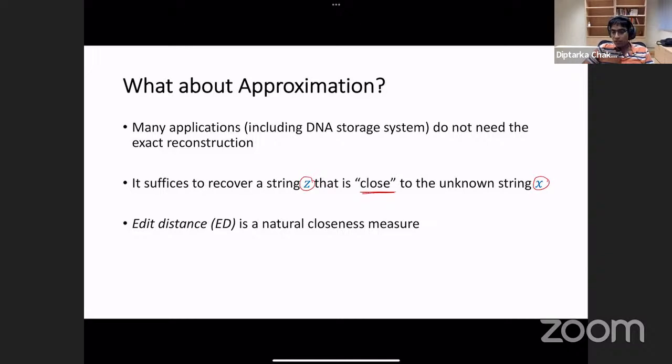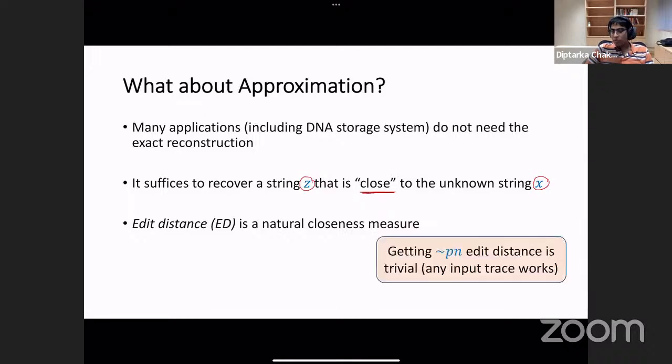Okay. So what can we argue trivially here? Well, if you just output one of the input traces, that is also close in edit distance, up to this pn edit error. Because, as I mentioned earlier, we delete with probability p/2 and insert with probability p/2. So essentially with probability p, I am introducing noise. So roughly the edit distance will be at most pn. And so if I just output one of the input traces, this is pn close, up to the distance pn.